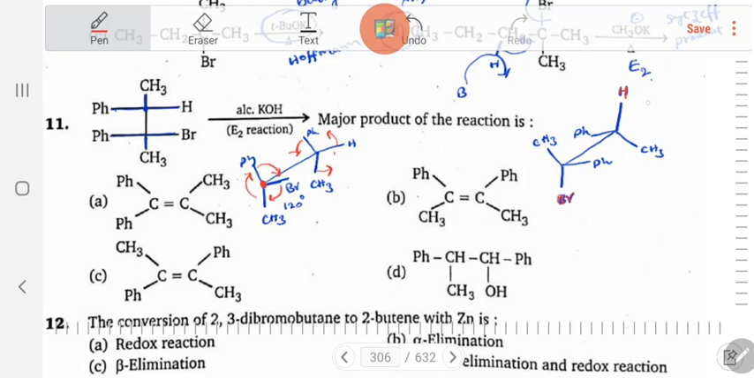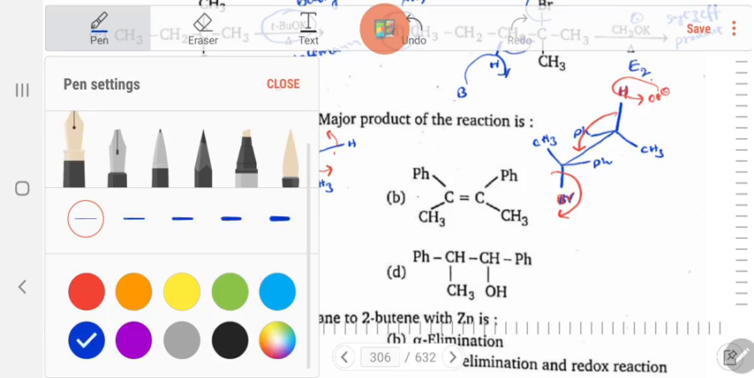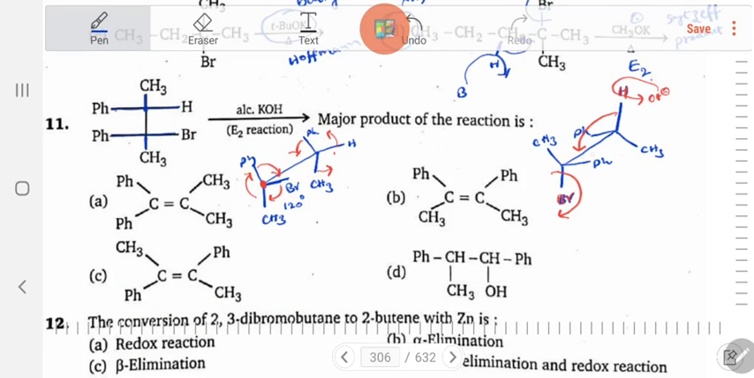Now the base will abstract this hydrogen, then this bond will be shifted here and this Br is lost. So the obtained product will have a double bond here, with phenyl here and methyl here. Now here you will get phenyl and this is methyl. So what you get is a trans alkene. The trans alkene is option C. So this is the correct answer.